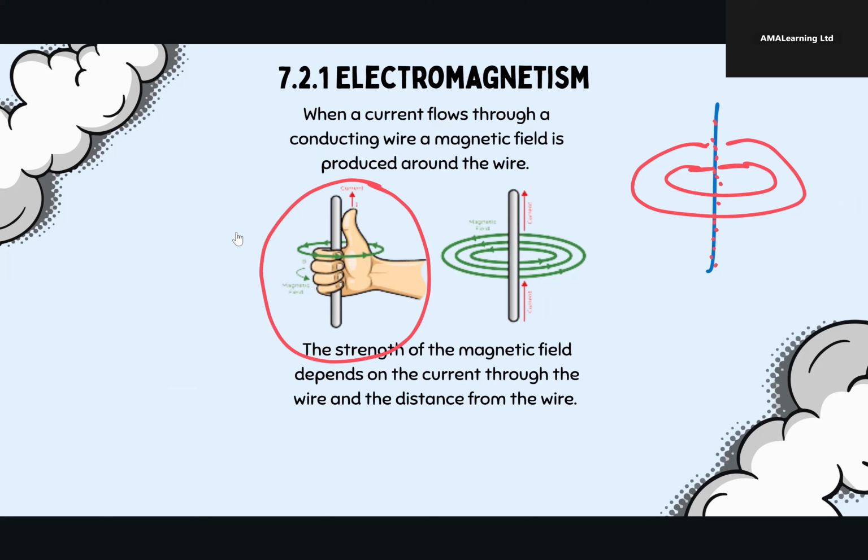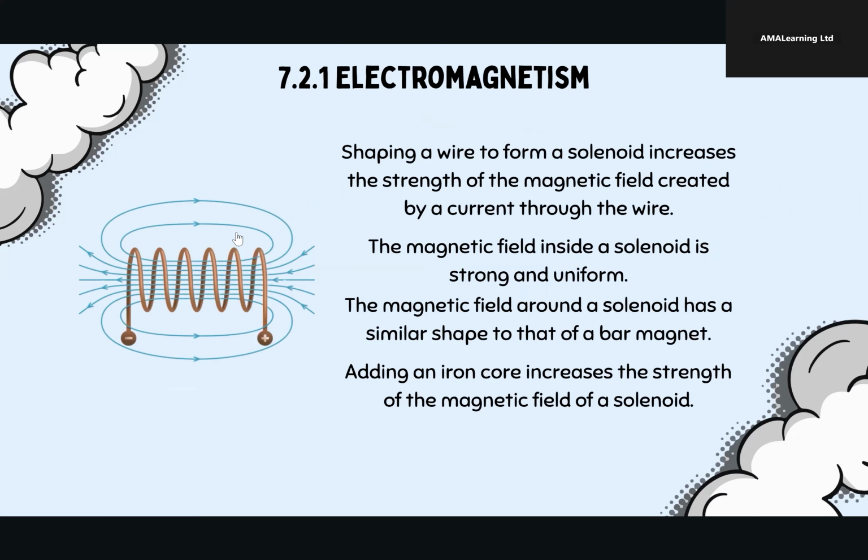Now, what we need to know here is what's going to affect the strength of this magnetic field. If we increase the current flowing through, in other words you increase the voltage, and we increase the current, what's going to happen? We're going to have a stronger magnetic field. Also, the further you get away from the wire, the weaker the magnetic field gets. The same way as in a magnet.